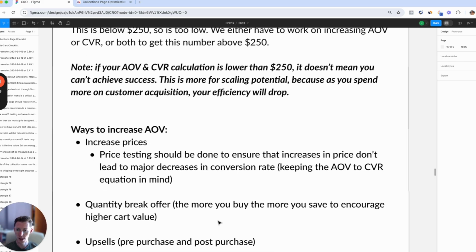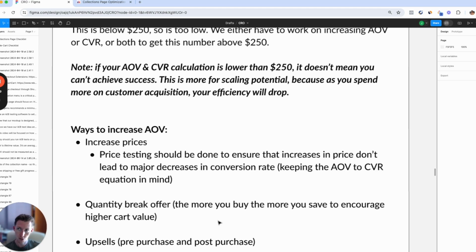So let's go through some ways to increase AOV. First one, very simple, is just increase prices. We've done this successfully for some brands that we work with, and it's really important to do price testing with this. A lot of times people think that a price increase is going to lead to major decreases in conversion rate, or it's going to upset customers. But if you A/B test the price, what we want to see is the AOV to CVR equation in mind. Because if we increase the price, we know that our AOV is going to go up.